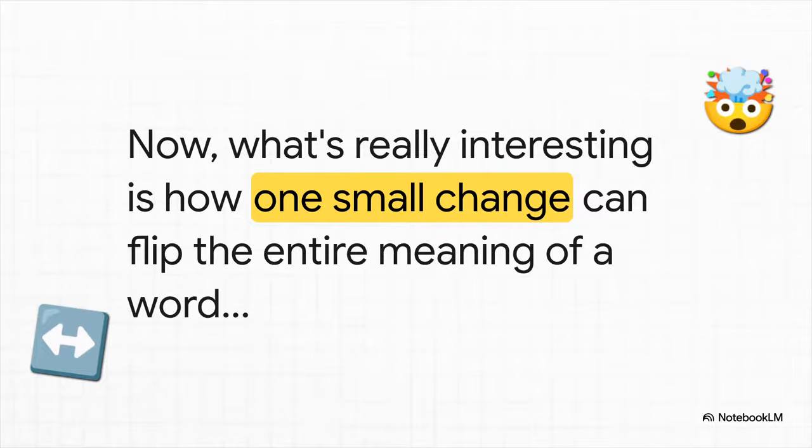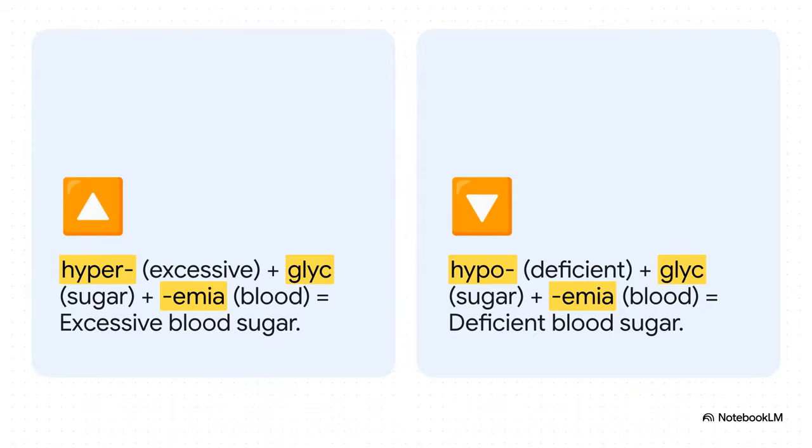And what's really fascinating is how a tiny change, sometimes just 1 or 2 letters in a prefix, can completely flip the entire meaning of a medical condition. Okay, check this out. Hyperglycemia and hypoglycemia. At a glance, they look almost identical. In both of them, the root glyc means sugar, and the suffix emia means a blood condition. The only difference is that prefix. Hyper means excessive or high. Hypo means deficient or low. So you have high blood sugar versus low blood sugar. 2 totally opposite conditions. And the only thing that tipped you off was that tiny little prefix.